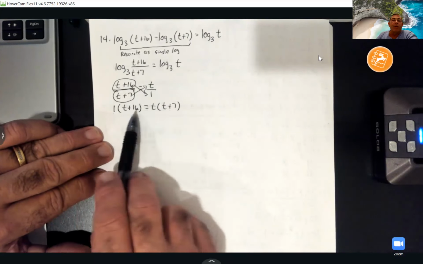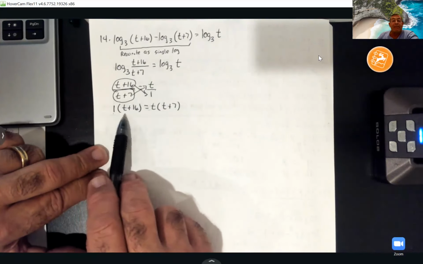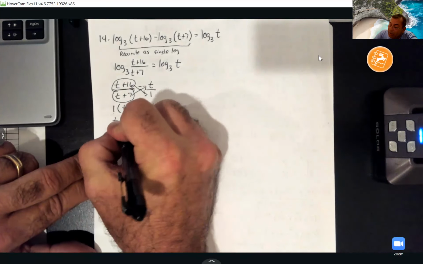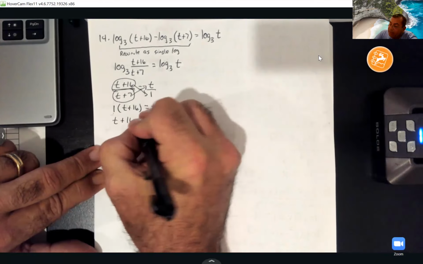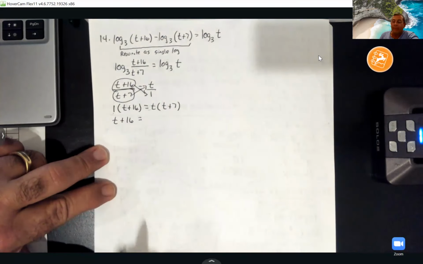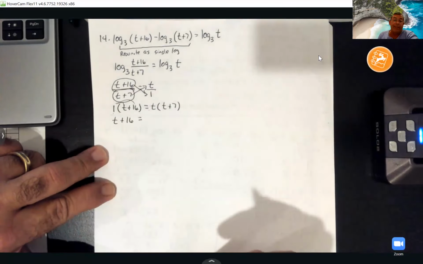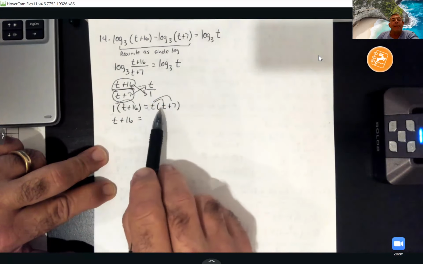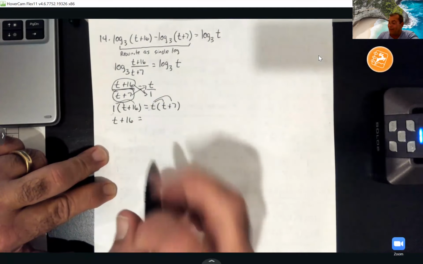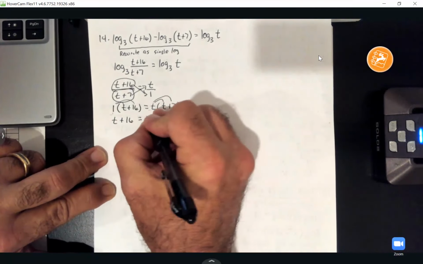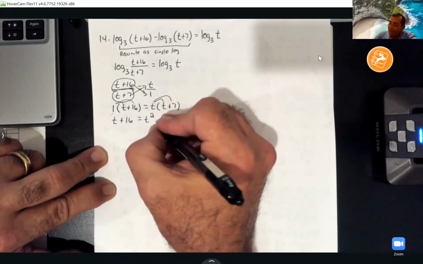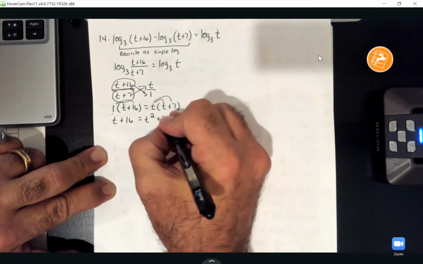Now, y'all, I'm going to get rid of parentheses, but this side, 1 times t plus 16 is just going to be t plus 16. So I distributed my 1, basically. Now here, let's distribute that t. So t times t, t squared. And then t times 7, 7t.